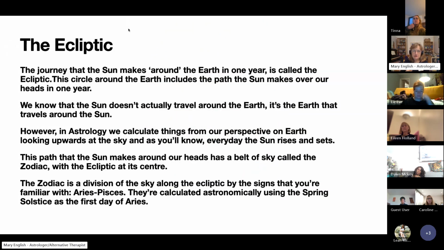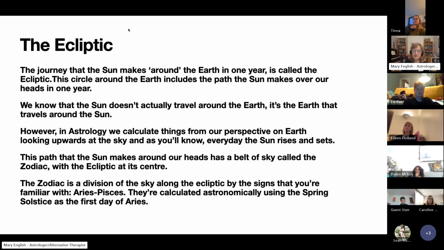So just a little bit of astronomy here. The ecliptic is the journey that the sun makes around the Earth in 1 year, and it's called the ecliptic. This circle around the Earth includes the path the sun makes over our heads in 1 year. We know that the sun doesn't actually travel around the Earth. It's the Earth that travels around the sun. However, in astrology, we calculate things from our perspective on Earth, looking upwards at the sky.